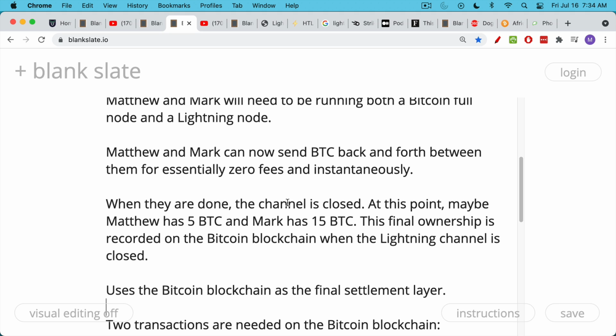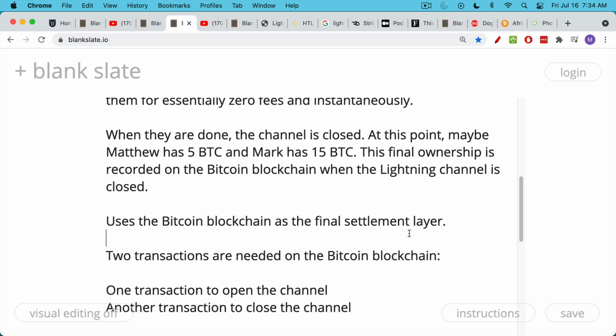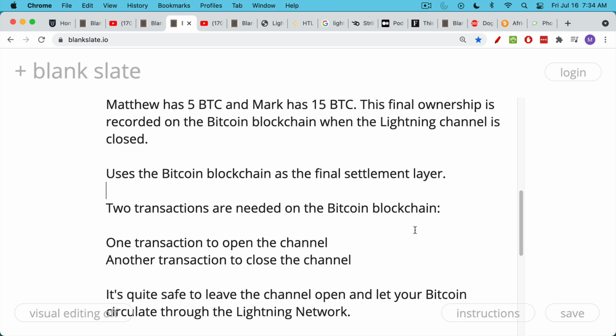And so at this point, even though Matthew started with 10 Bitcoin and Mark started with 10 Bitcoin, maybe they've done commerce back and forth, and when they're done transacting and they decide to close the Lightning channel, Matthew has 5 Bitcoin and Mark has 15 Bitcoin. And this final ownership, as I said, is recorded to the base layer, to the Bitcoin blockchain itself, because the Bitcoin blockchain, as we've been talking about for many, many months, is the most secure final settlement layer, global final settlement layer. Two transactions are needed to open up and close a Lightning channel, two transactions on the base layer itself, on the Bitcoin blockchain itself.